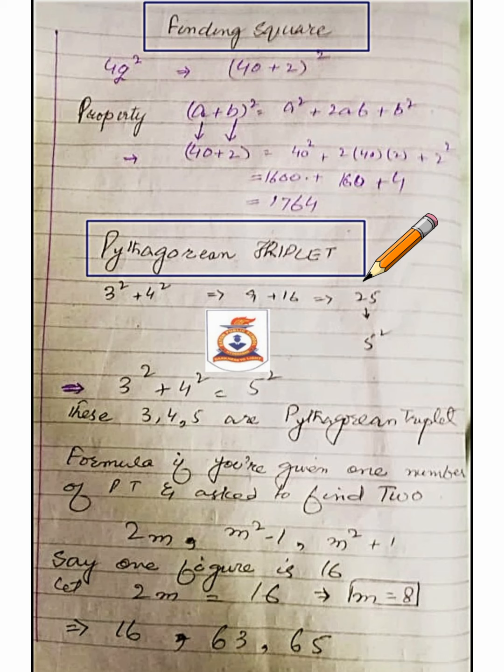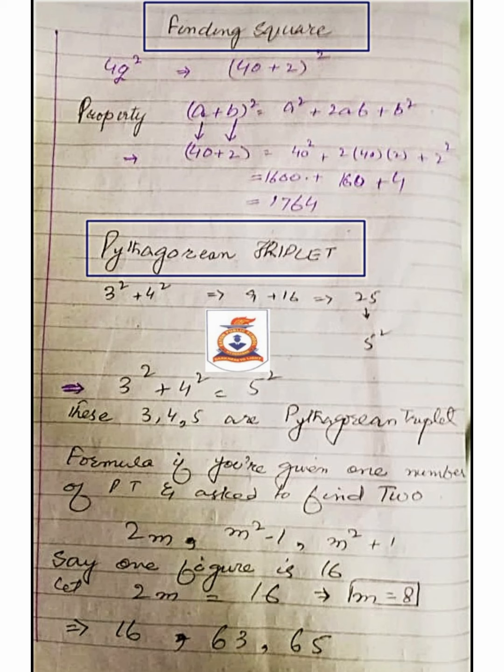Now let's move on to the Pythagorean triplet concept. What are Pythagorean triplets? For example, a question is given: 3 square plus 4 square is equal to what? We can solve it in a simplified form. We know that 3 square is equal to 9, 4 square is equal to 16, and both sum up to 25. So we can write 3 square plus 4 square is equal to 25, or 3 square plus 4 square is equal to 5 square. That means 3 square, 4 square and 5 square are Pythagorean triplets. 3, 4, 5 are a Pythagorean triplet.